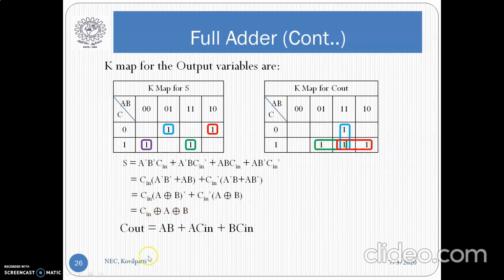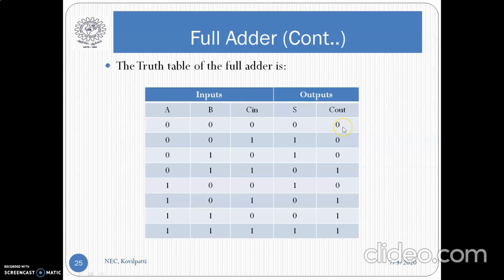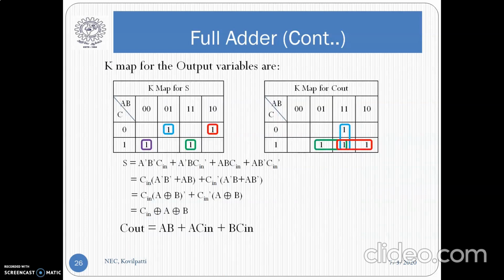So here is the expression for Cout. If we merge this, Cout contains minterms 3, 5, 6 and 7, right? So we have to form 3 doubles, which will be equal to AB plus ACin plus BCin, right?